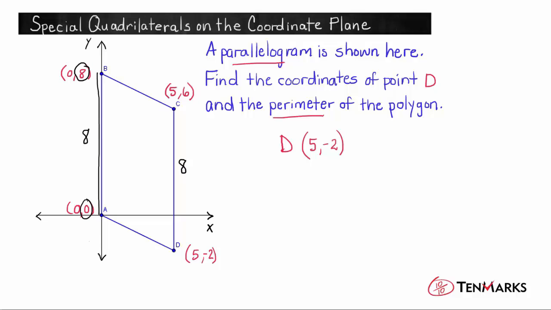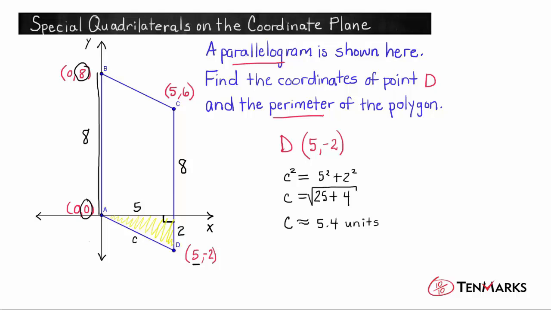Because sides BC and AD are not horizontal lines and they're not vertical lines, we need to use the Pythagorean theorem or the distance formula. Let's take a look at the right triangle made right here. We have a leg length of 5 units, and I'm getting that from D's coordinate here. We went over 5 units to get directly above D, and then we dropped 2 units, so I know the leg length here is going to be 2. Using the Pythagorean theorem to find the length of the hypotenuse, we'll have c squared equals 5 squared plus 2 squared, or c equals the square root of 25 plus 4, or c is approximately equal to 5.4 units.